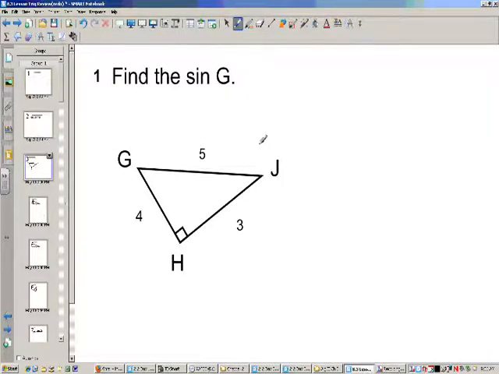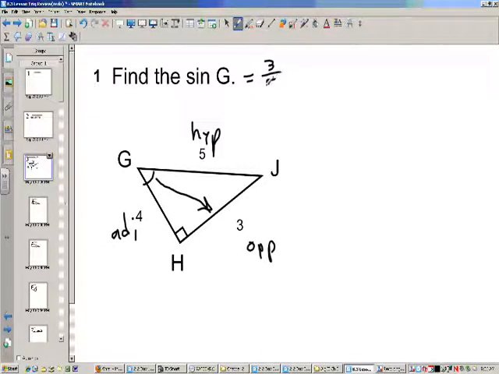So in this situation, if I want to find the sine of G, the opposite side of G is over here. The hypotenuse is here, and this would be the adjacent. Sine is opposite over hypotenuse, so the sine of G is 3 over 5.